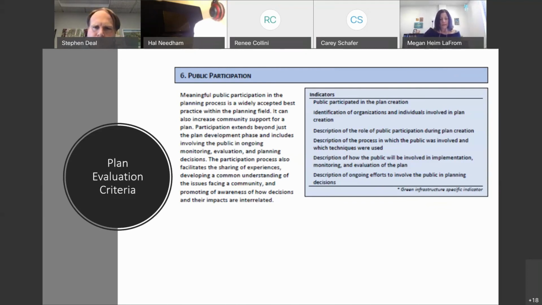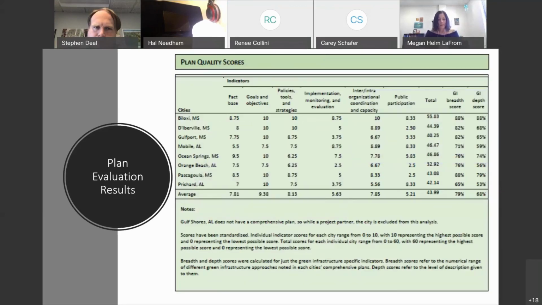So that is a very quick, basic overview of the plan evaluation criteria, and here are our results. Overall, the partner cities' comprehensive plans have an average score of 43.9 out of a possible 60 points, indicating that the plans collectively represent a high level of quality and green infrastructure engagement. However, the scores have a wide spread, ranging from 32.9 on the low end to 55.8 on the high end.